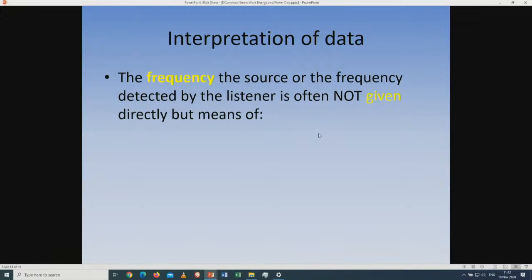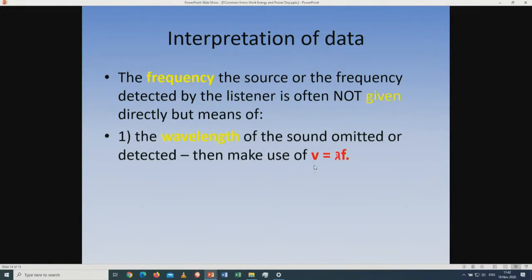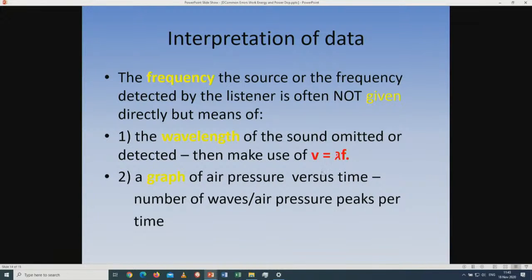Now, the frequency of the source is sometimes not given directly to you, but by means of giving the wavelength of the sound emitted by the source. So then just to remind you, please remember the use of this wave equation.